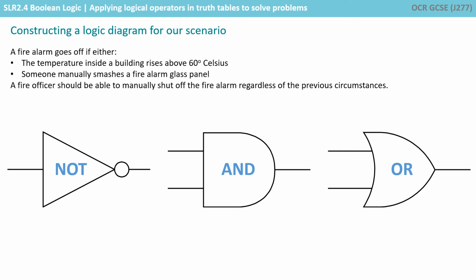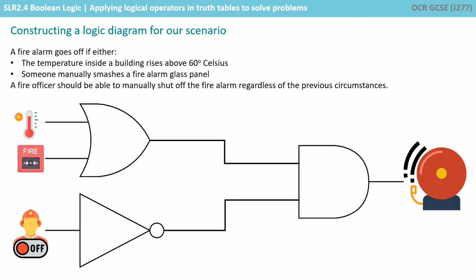Well, the first thing is we're going to have to construct this logical diagram based on the three gates that we need for GCSE, and that's NOT, AND and OR. If you're not sure what these are, pause the video and recap the previous video where we covered these. So I've created the logic diagram here for our scenario, and let's just work through it carefully to check that everything in the scenario is correct and this logic diagram actually behaves as we expect.